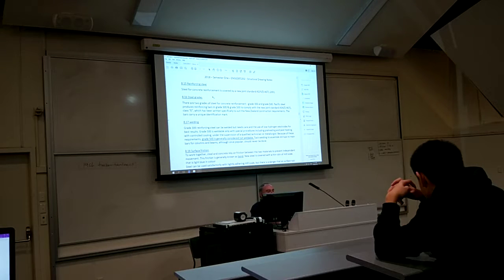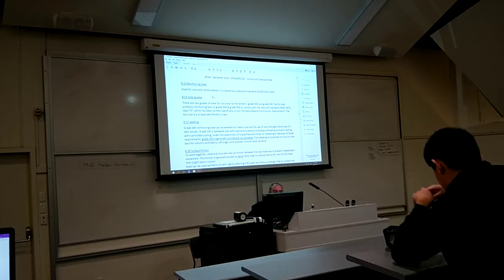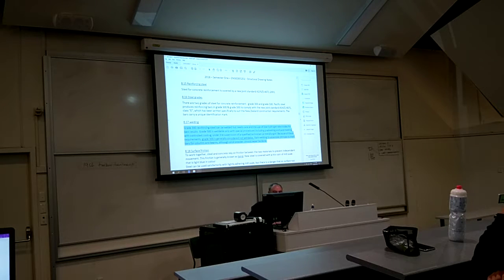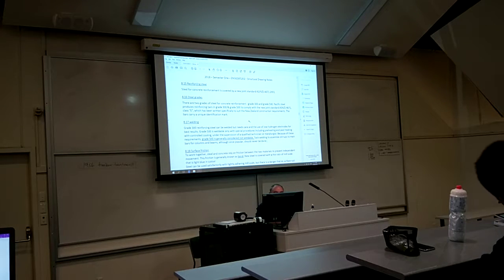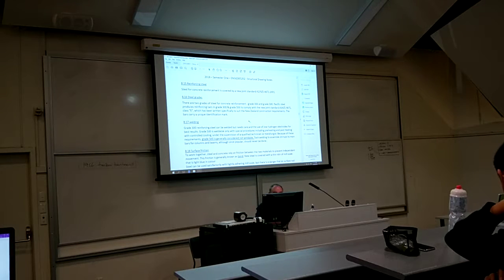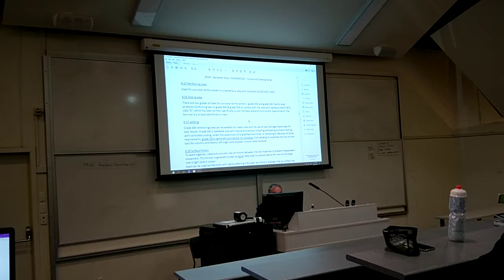We get into reinforcing steel. So the most popular grade 300 reinforcing steel, this is a very important paragraph. I've asked a question on this. Grade 300 reinforcing steel can be welded, but needs care and the use of low hydrogen electrodes for the best results. Grade 500 is weldable only with special procedures. Generally, grade 500 steel is considered not weldable. That is the answer to one of the multi-choice questions. And the most used grade of steel in reinforcing in New Zealand is grade 300. There's also a multi-choice question.